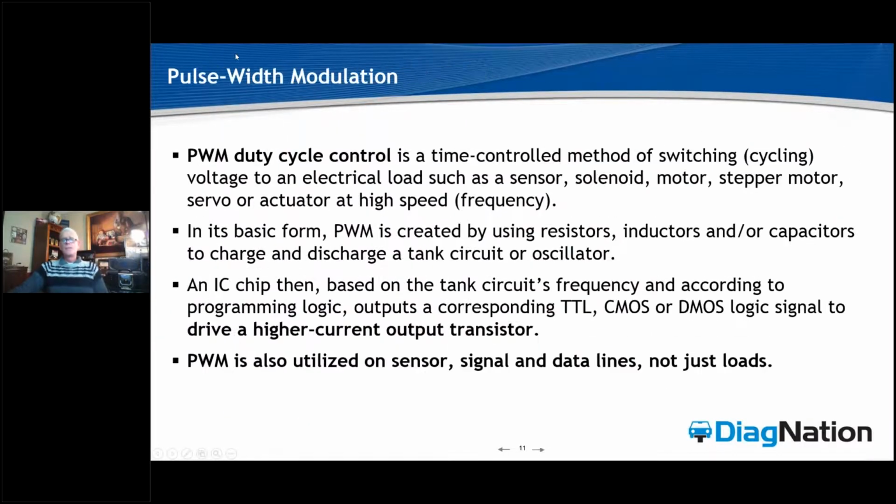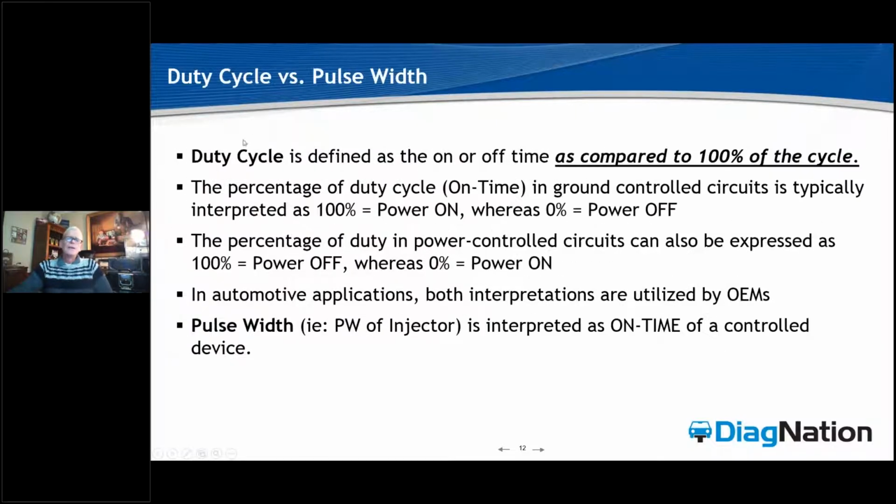Okay, now the duty cycle control is basically defined as the on or off time as compared to 100% of the cycle. Now, sometimes there's some mix-ups between duty cycle and pulse width. Pulse width is simply the on time, okay? Duty cycle is defined as the on or off time as compared to 100% of the cycle. I'm going to show you exactly how to look at that and measure it on a scope in the next slide here.